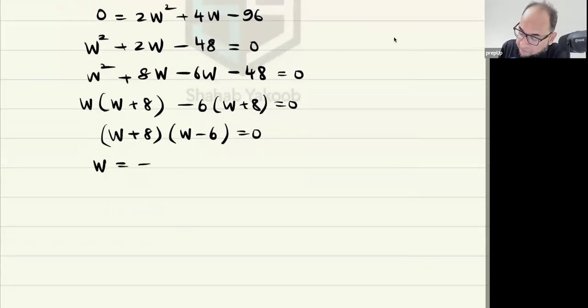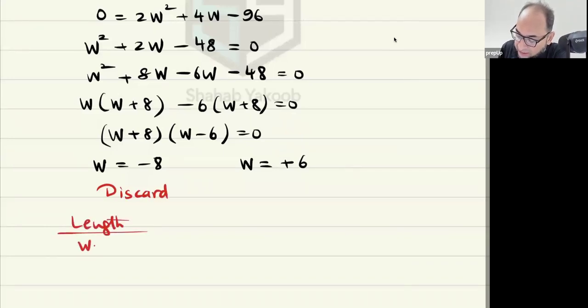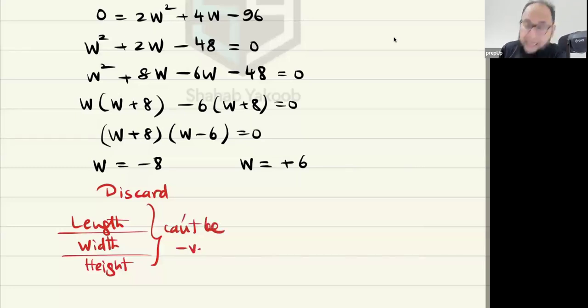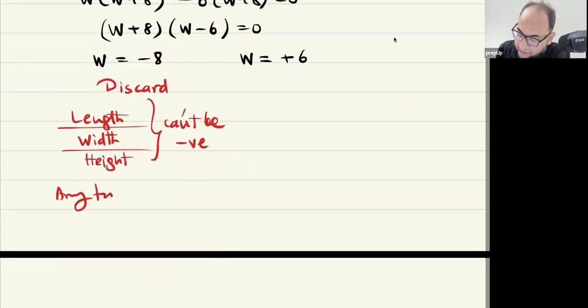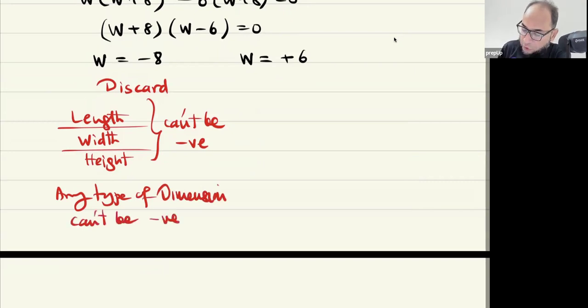Therefore W is negative 8. Therefore W is positive 6. This one we will discard. Why? Because length, or for that matter width or height, cannot be negative. Dimension cannot be negative. Weight cannot be negative. Time cannot be negative. Any type of dimension cannot be negative. All good?